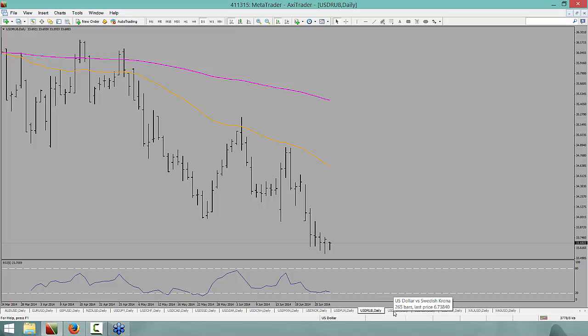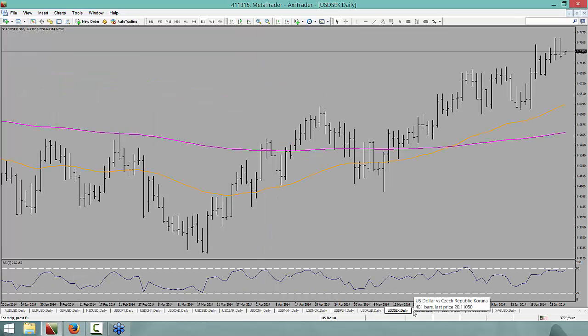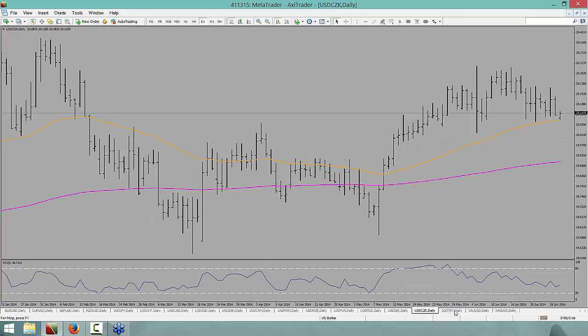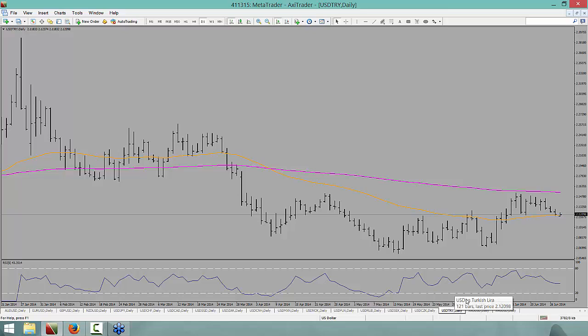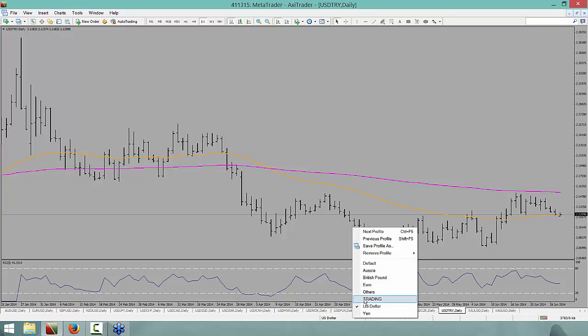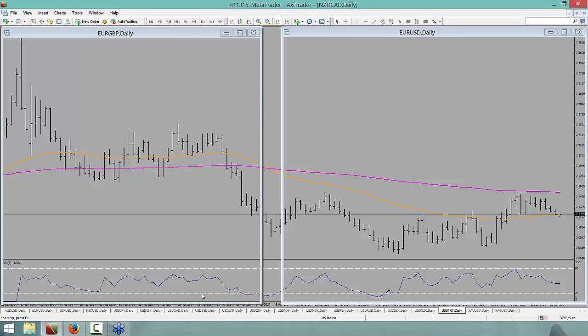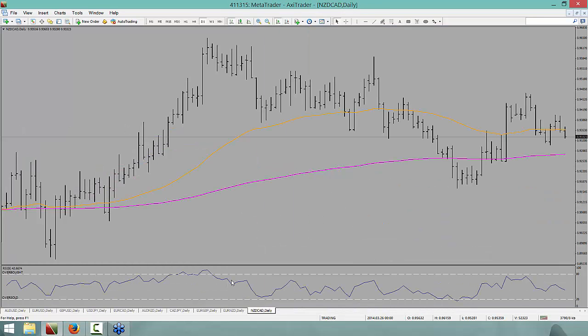Ruble. No divergence. No divergence. Yeah, not much, as you can see, not much to look at really. So, that's it.